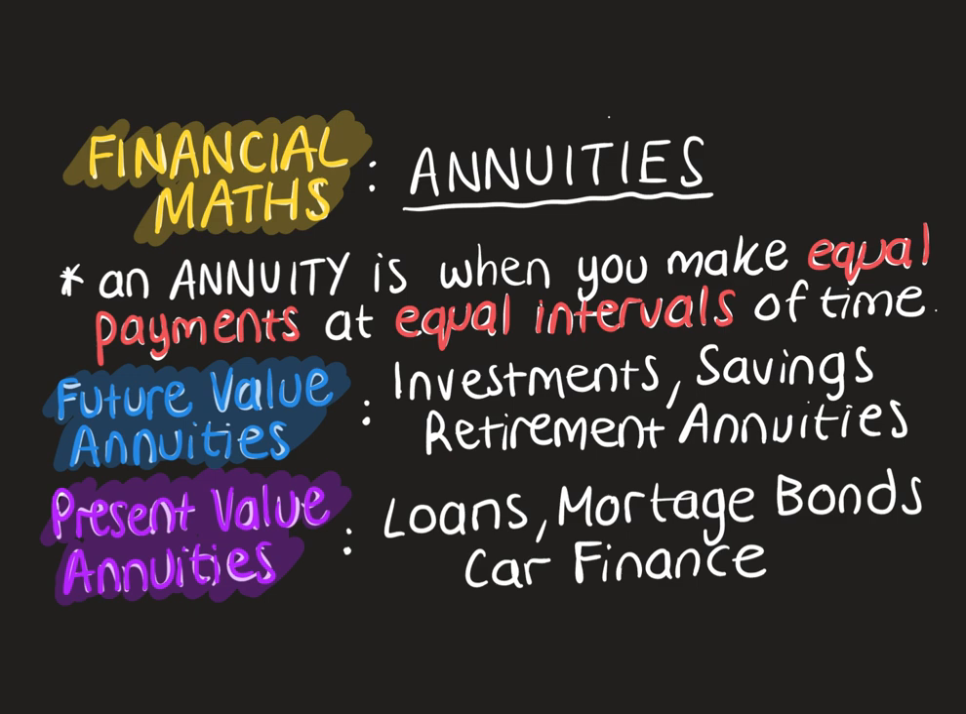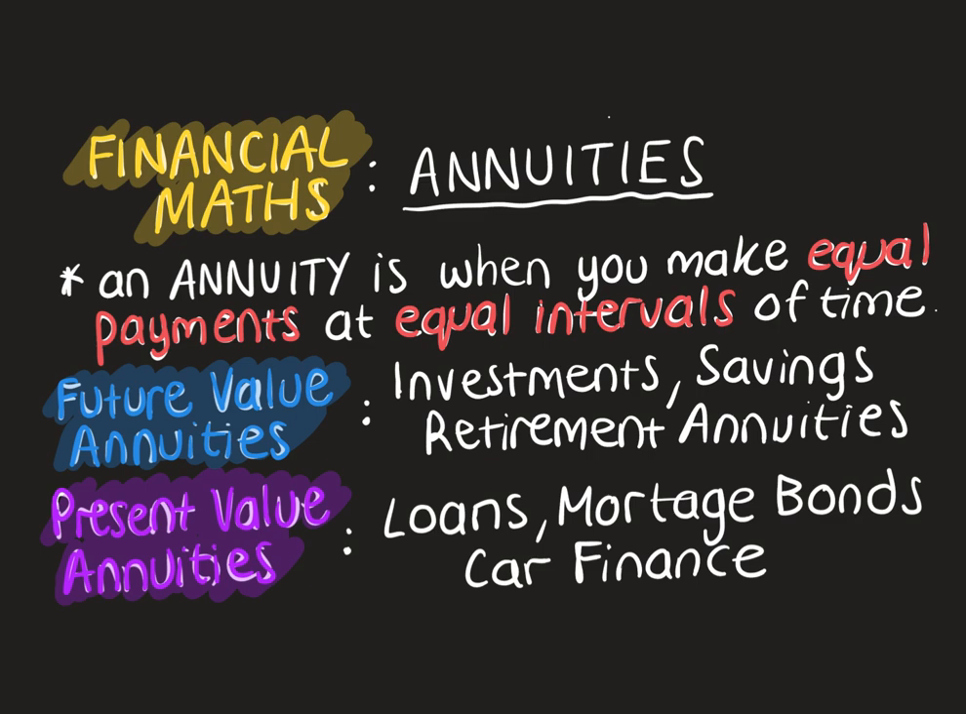Now, a present value annuity works the other way around. Presently, we have a big amount of money and we are putting little equal amounts away at equal intervals so that eventually that present amount of money becomes nothing. Examples are loans, mortgage bonds, house loans, and car financing, where the dealership loans you the majority of the money and you pay it off over time. That is a present value annuity scenario because you are paying small amounts into a loan so that it decreases the amount that you owe.